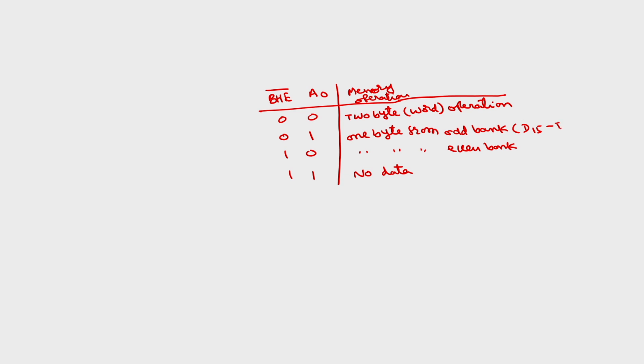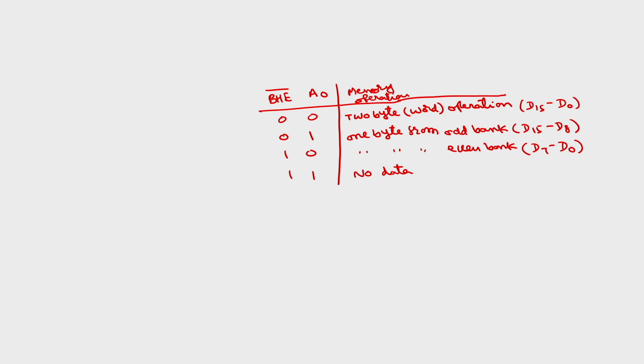D15 to D8, and in this case D7 to D0. In this case the entire thing, D15 to D0. Here no bus will be selected. This is the purpose of BHE bar and A0.